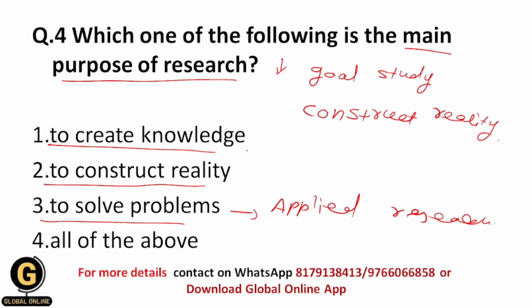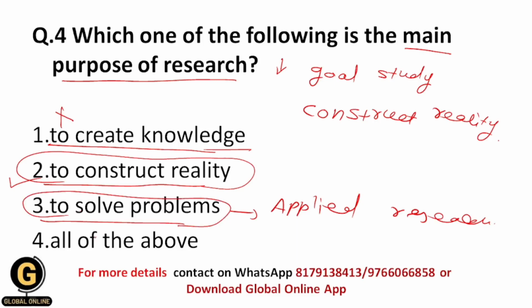To create knowledge, whenever we want to create knowledge, this won't be the main purpose of research, so this will be incorrect. To construct reality, as we have seen, the main purpose of research is to reach our main goal of the study, and to reach there we have to construct reality. That's why the correct answer to this question is to construct reality. To solve problems, research is being conducted to solve problems, and that's why it is also incorrect, so the correct answer is 2.